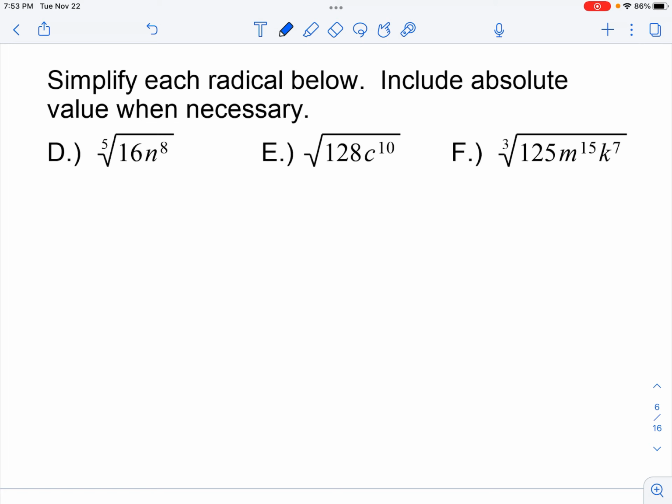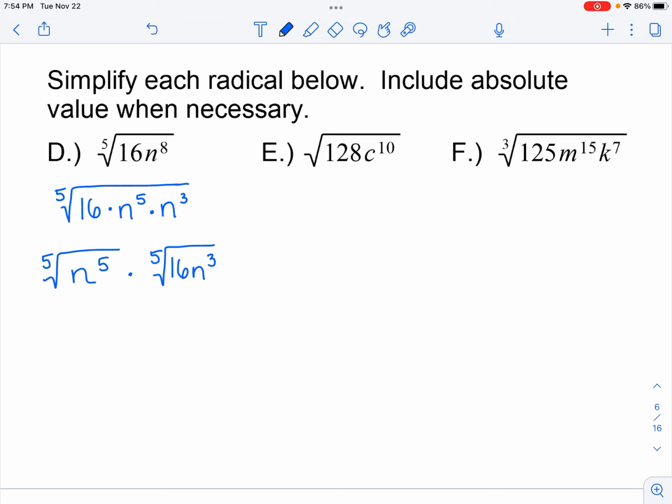So I want to simplify the 5th root of 16n to the 8th. Well, the perfect powers of 5 are 1 and then 32. So I'm not going to be able to simplify the 5th root of 16 at all, but I can deal with the n. So 16 stays. I can make this n to the 5th and n to the 3rd. And now when I break it up, I'm going to write the 5th root of n to the 5th first, because that's the one I can take the 5th root of. And then the 5th root of 16n cubed, I can't simplify.